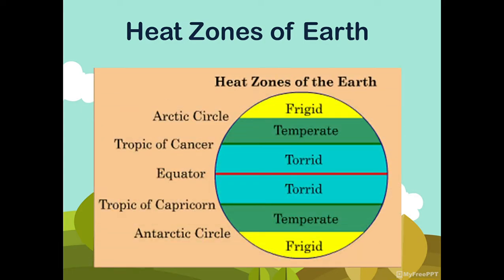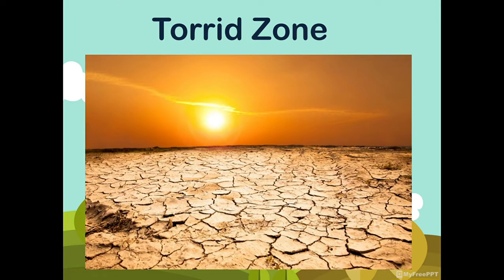The area on both sides of the equator between the Tropic of Cancer and the Tropic of Capricorn is called the Torrid Zone. The word torrid means extremely hot, as it lies near the equator. This zone receives maximum heat. It is hot throughout the year.